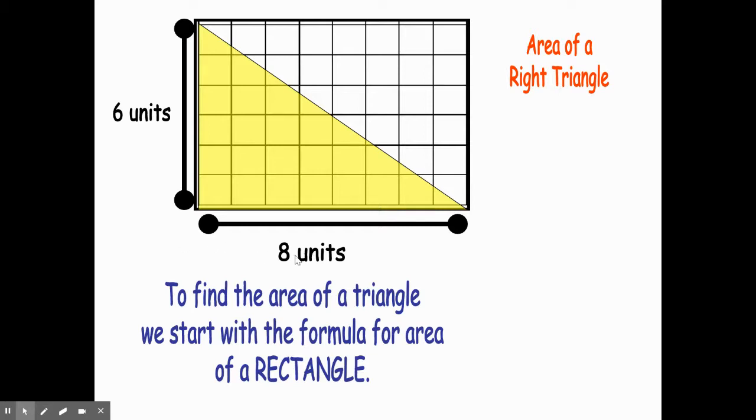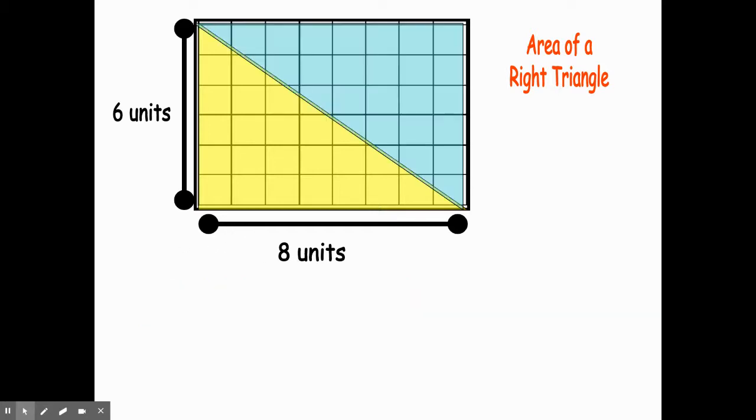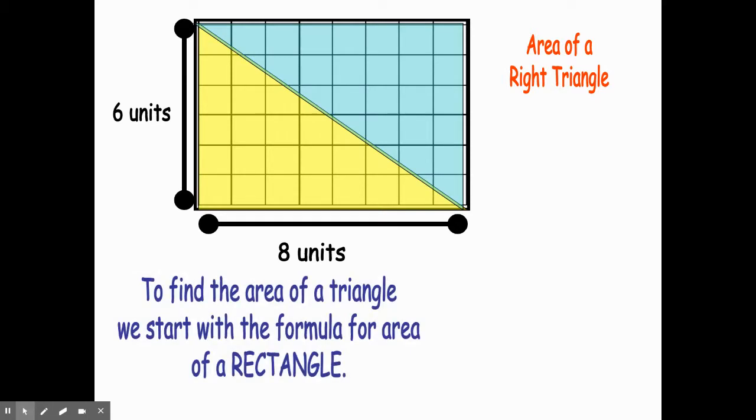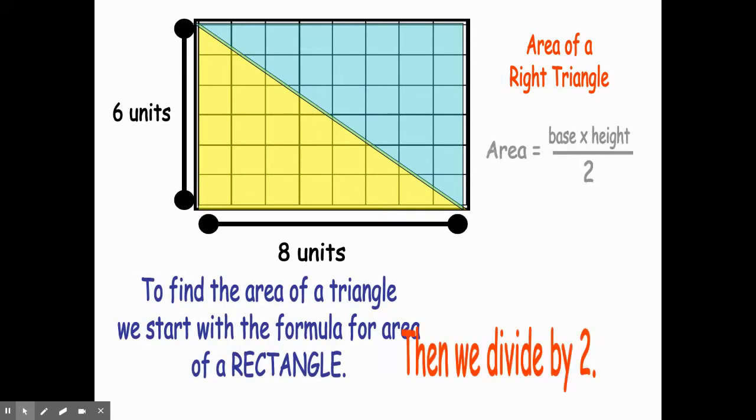So to find the area of a triangle, we start with the formula for the area of a rectangle. We are going to multiply the base times the height, which is 48. And then because the yellow triangle is exactly half of the rectangle, we're going to divide it by 2. Or in other words, we're going to cut that number in half.